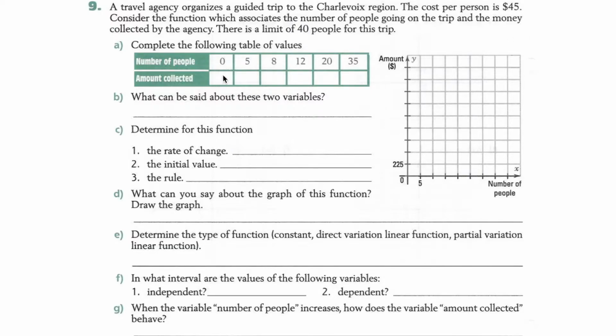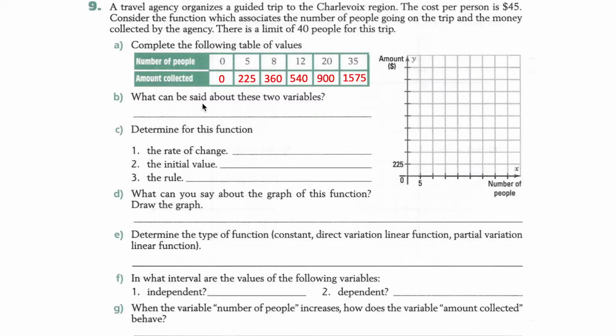0 people, you're going to collect $0. 5 people, each person is paying 45. 5 times 45 is 225. 8 people, 8 times 45 is 360. 12 people, 12 times 45 is 540. 20 people times 45 is $900. And if you have a whopping 35 people going on the trip, you are going to collect $1,575.